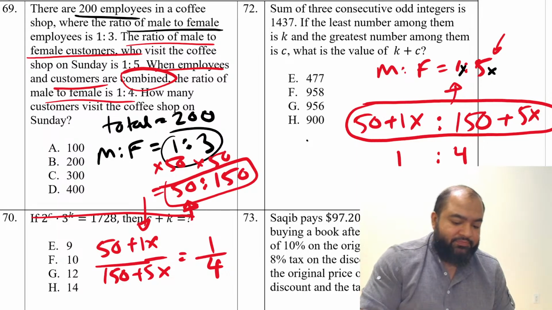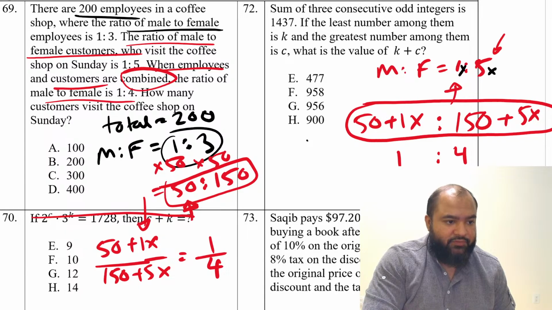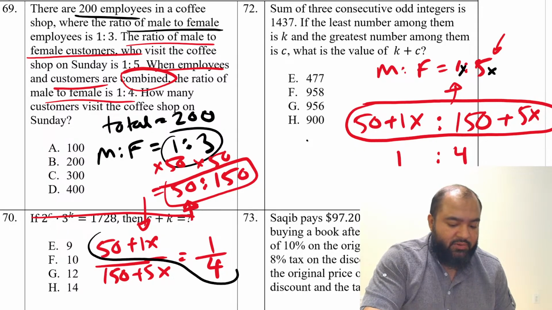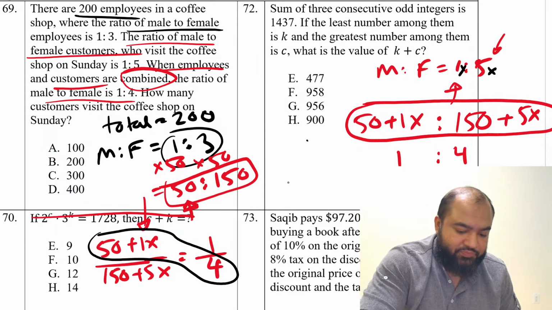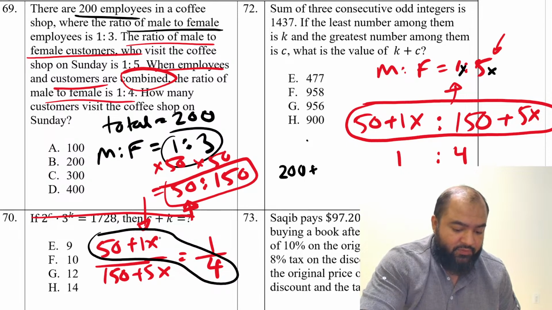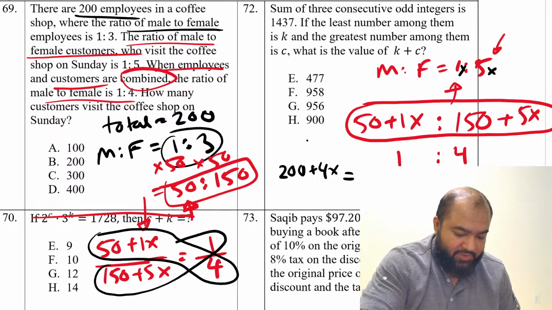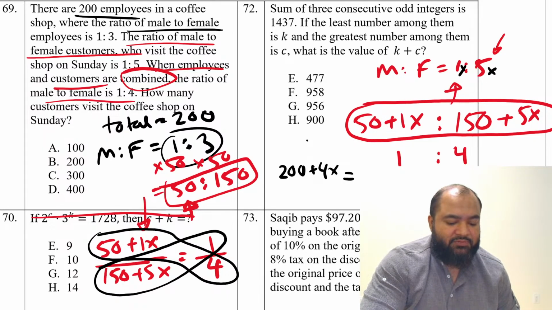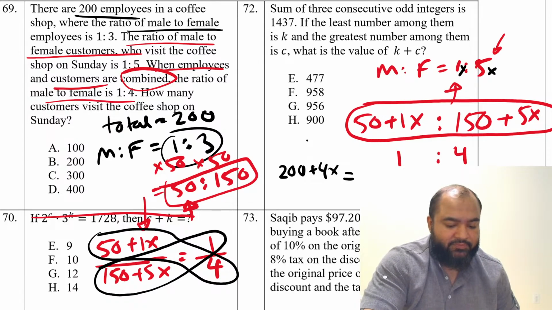We can cross multiply. Do you know how to solve these? If you don't, let me just do it for you. So I'm just going to cross multiply here. I need some more space. So here, 4 times 50 is 200, plus 4 times 1x is 4x, equal to, cross multiplying here, 150 plus 5x times 1, which is the same thing, 150 plus 5x.